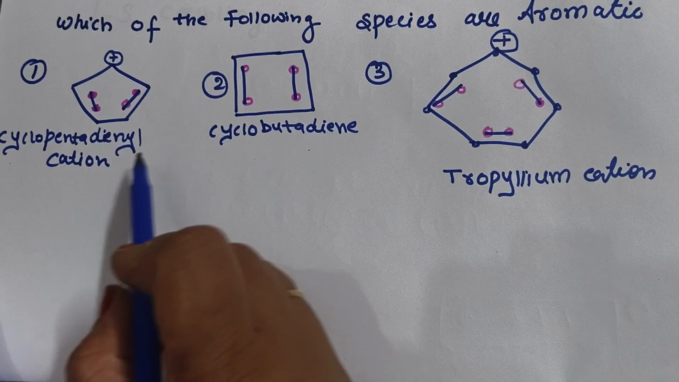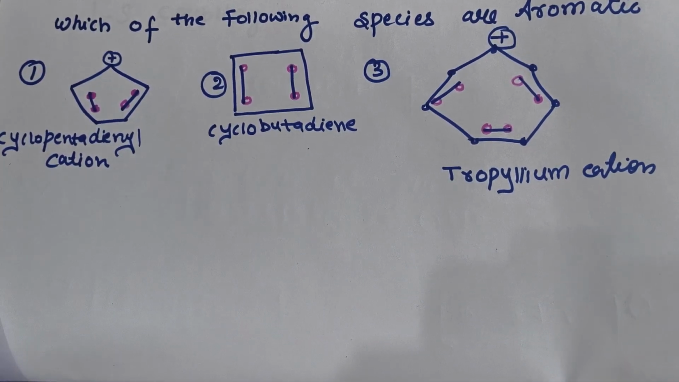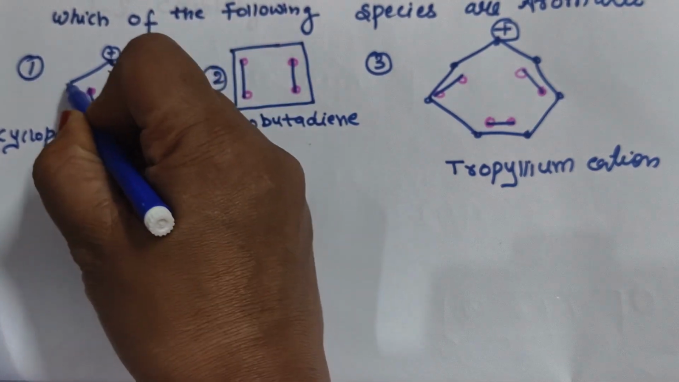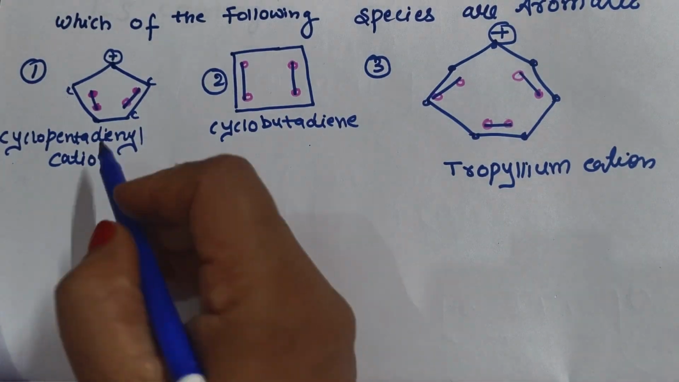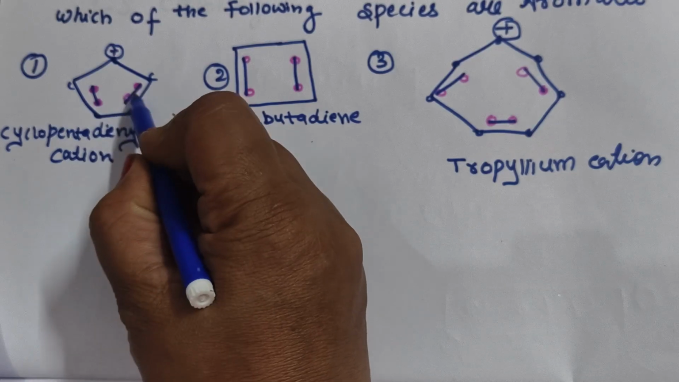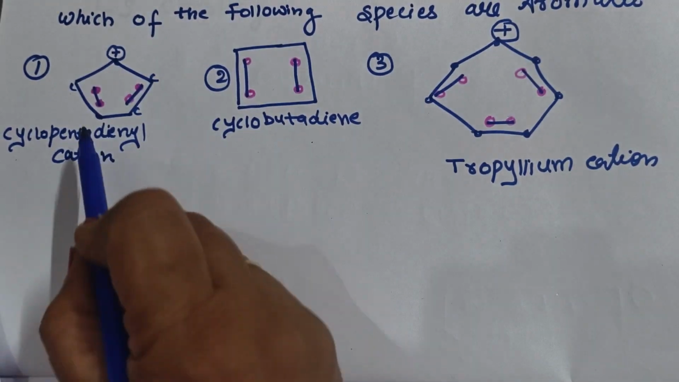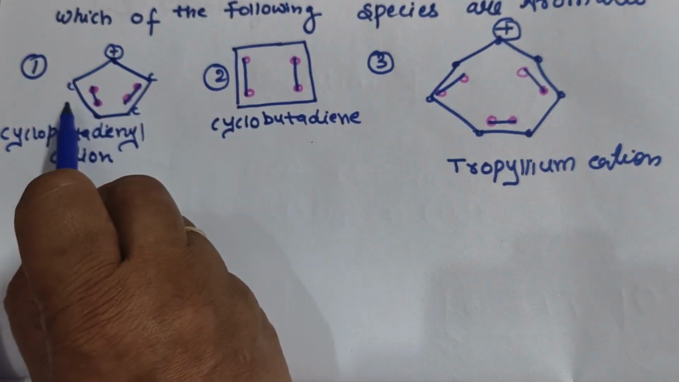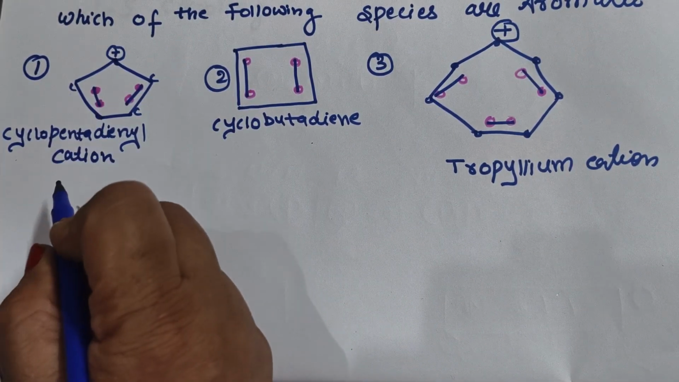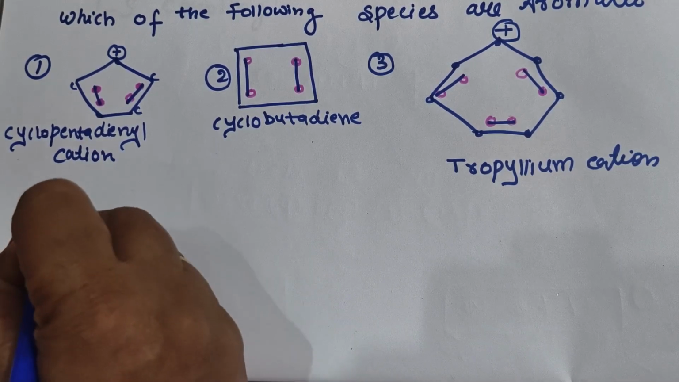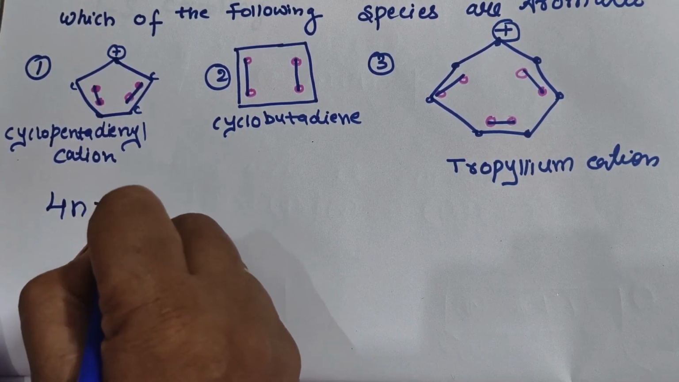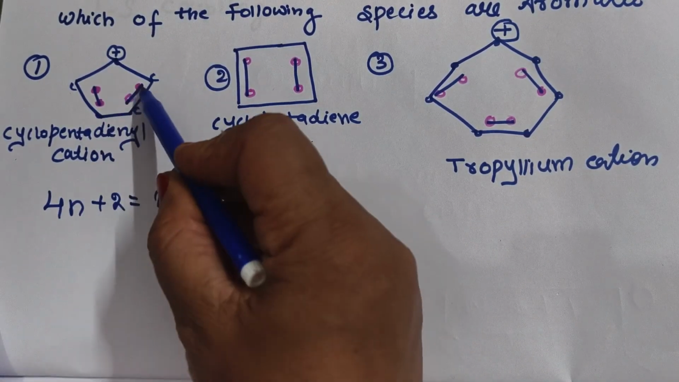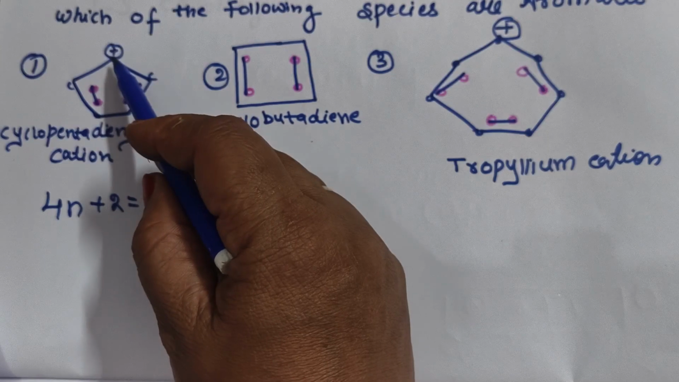So first is our cyclopentadienyl cation. Students, here you can see that the number of carbons is 5: 1, 2, 3, 4, 5. Valency will be completed by hydrogens. Now, as we can see, there are two double bonds and one positive charge. Two double bonds means, in one double bond there are two electrons. A double bond has two electrons. With pink color I have shown the number of electrons. So the total number of electrons in this species is how many? We will write 4n plus 2 equals the number of pi electrons. In this species you have 1, 2, 3, 4, and this is the positive charge.